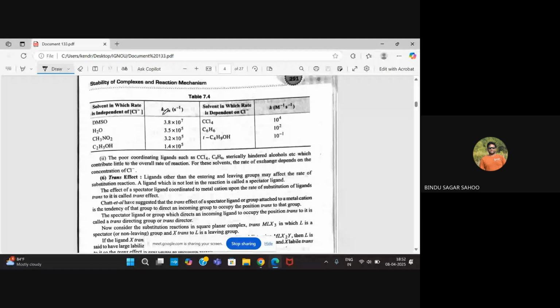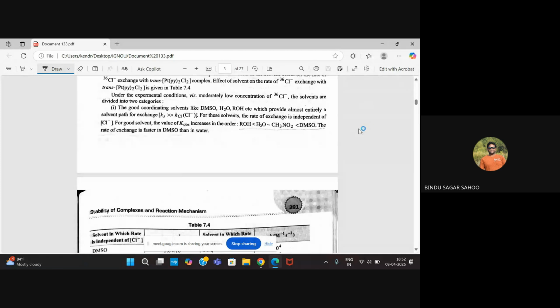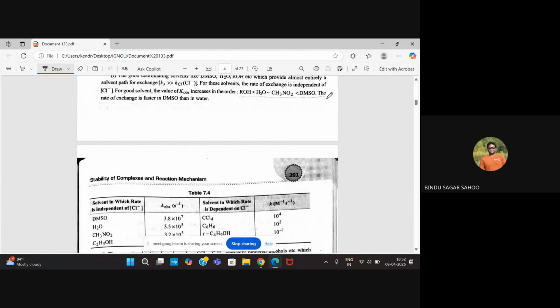You can check the experimental data. That means in DMSO, the oxygen is present and the oxygen atom can coordinate with the metal complex. In water molecule, this oxygen can coordinate with the metal complex, and in alcohol also this oxygen, having lone pair of electron, can coordinate with the metal complex.